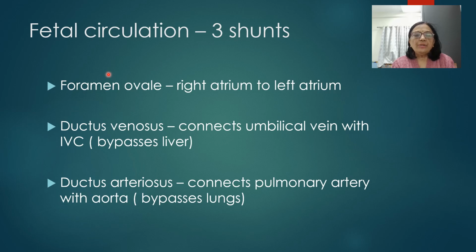In the fetal circulation, the main difference between the fetal circulation and the post-delivery newborn circulation is the presence of three shunts. Foramen ovale, through which blood enters from the right atrium directly into the left atrium. Ductus venosus, which connects the umbilical vein directly to the inferior vena cava, bypassing the liver. Ductus arteriosus connects the pulmonary artery with the aorta, so that blood, rather than going to the lungs, bypasses the lungs and enters the aorta.